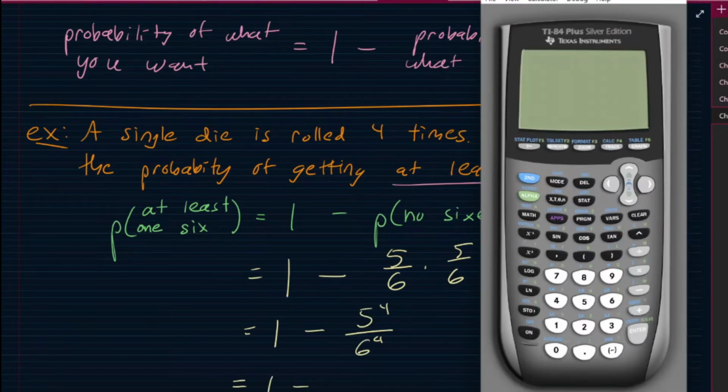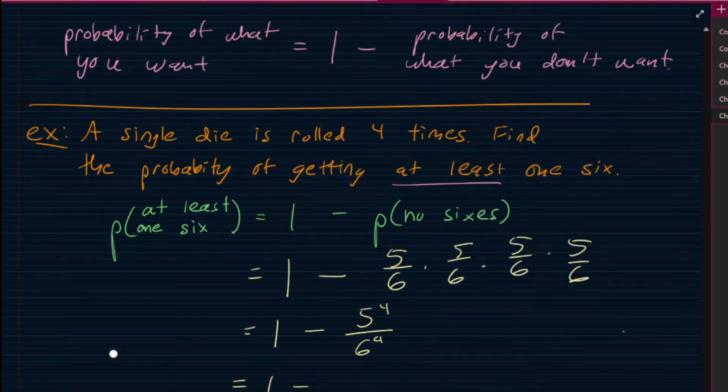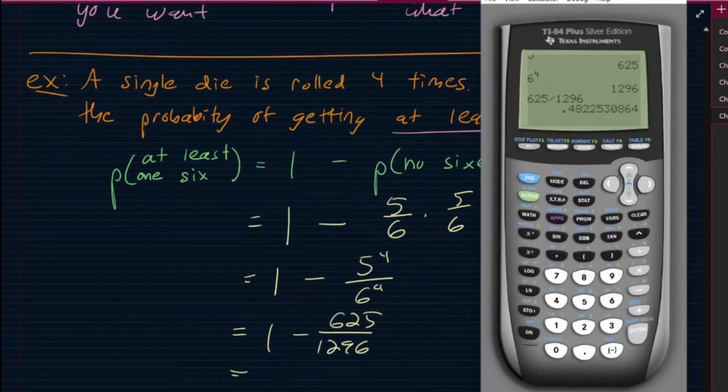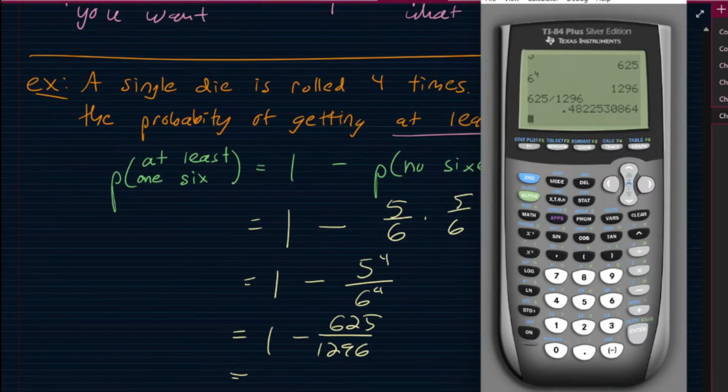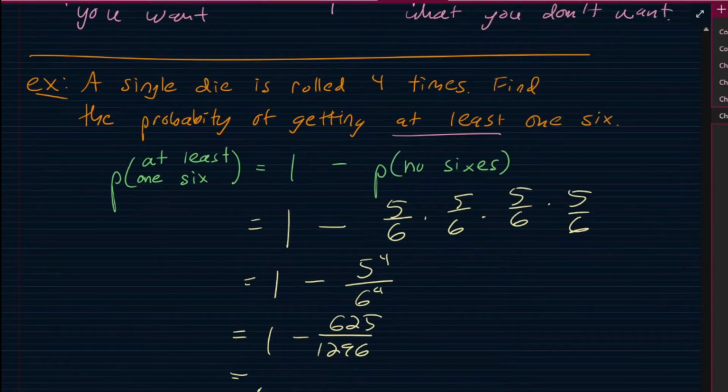5 to the 4 is 625. 6 to the 4 is 1296. 625 over 1296. Sorry, I meant to put the 625 over 1296 here. We end up getting approximately 0.4823.